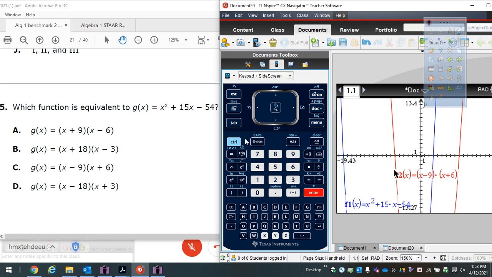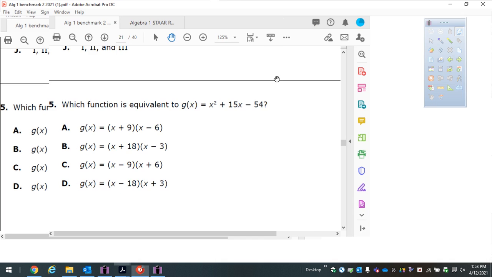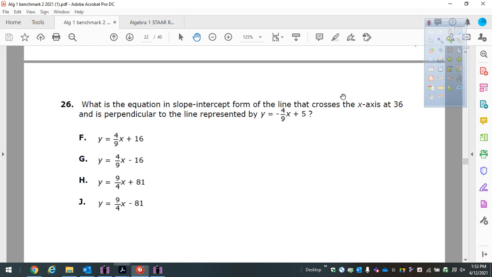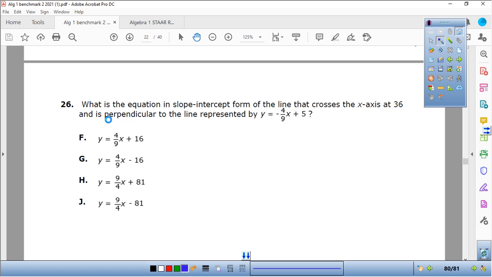Not even close. Not even close. So you go back to my answer, B. Okay, perpendicular.